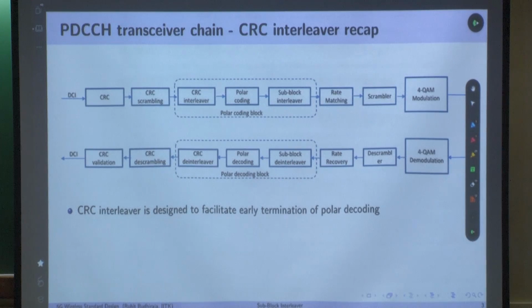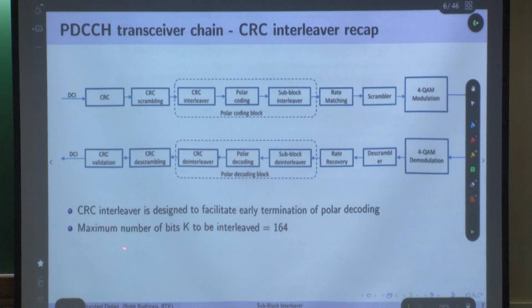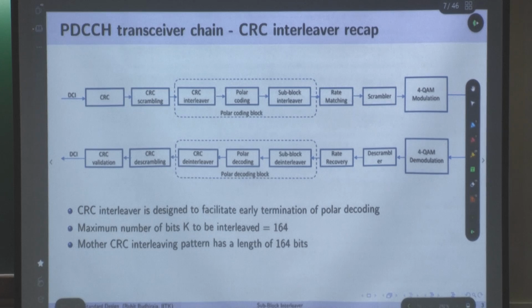So what is the CRC interleaver? Just to recap, it is designed to facilitate early termination of polar decoding. We'll not go into the details of it. We have seen it already, and it is designed to interleave a maximum of 164 bits, because the maximum DCI payload is 140 bits, and then 24 bits of CRC. So it is designed to facilitate that.